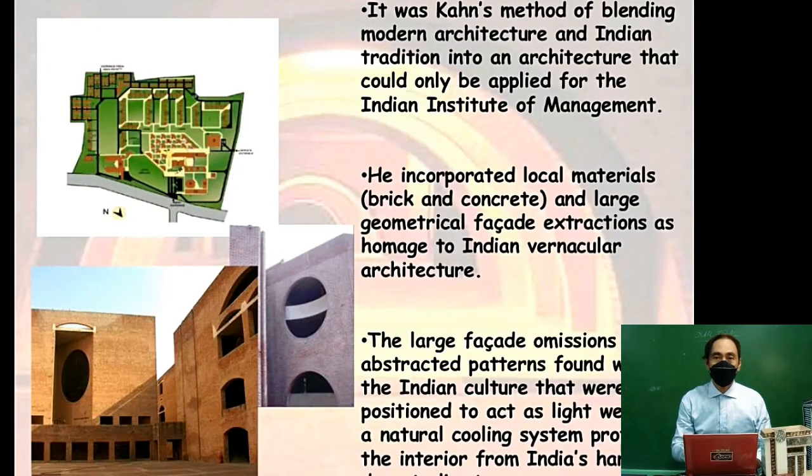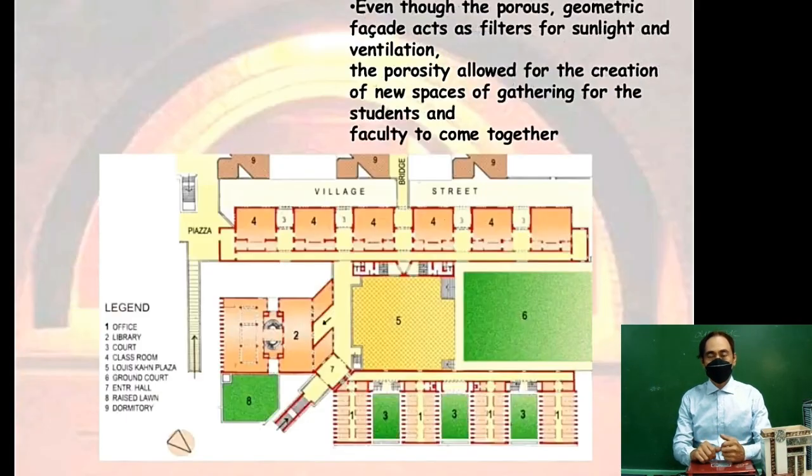It was Kahn's method of blending modern architecture and Indian tradition that could only be applied to the Indian Institute of Management. He incorporated local materials, brick and concrete, and large geometrical facade extractions as homage to Indian vernacular architecture. The large facade omissions are abstracted patterns found within Indian culture that were positioned to act as light wells and natural cooling systems, protecting the interior from India's harsh desert climate.